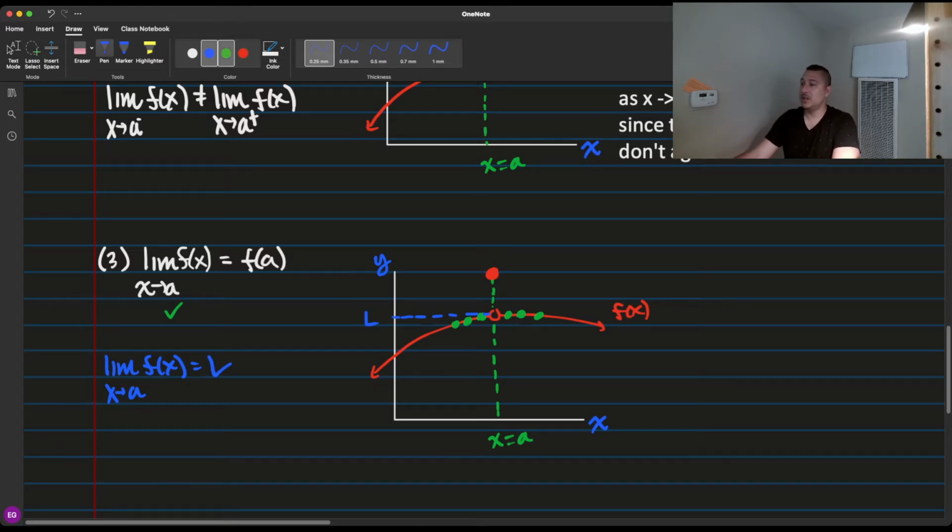The function is also defined because of this red dot right above. Let's say that the y value of that red dot is m. So f of a equals m. Unfortunately, these two are not equal to each other. The limit exists and it equals L. The function is defined and it's equal to m. But those two are different. So this function is discontinuous.